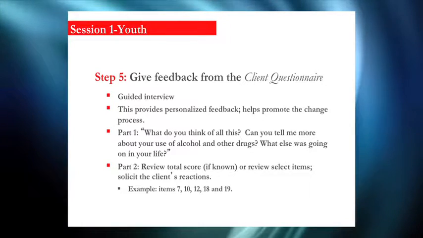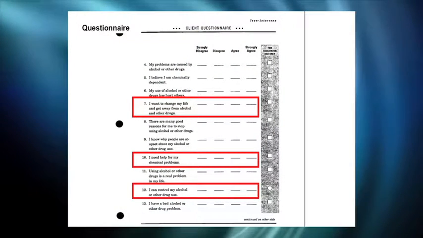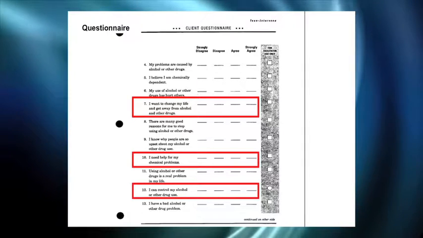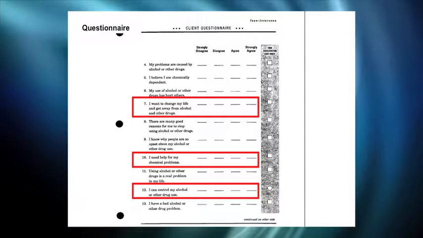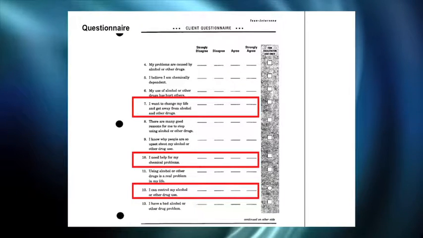So we think that there are 5 good items in the problem recognition section where whether they answered in the agree or disagree direction might be interesting. These are the ones we've highlighted. Surely you could choose other ones, but it's 7, 10, 12, and then on the next page I'll show you. 7, I want to change my life and get away from alcohol and other drugs. Well, if they agree or strongly agree, that's good news, interesting news. Of course, you can ask the person to talk more about that.